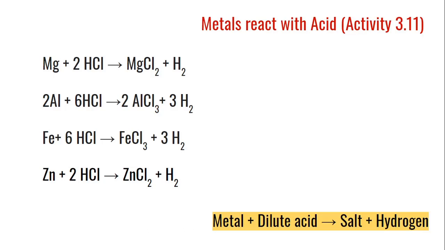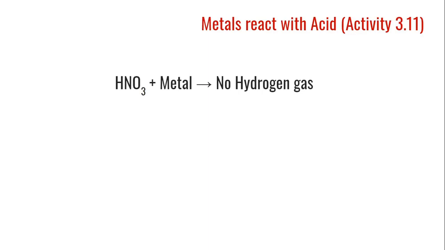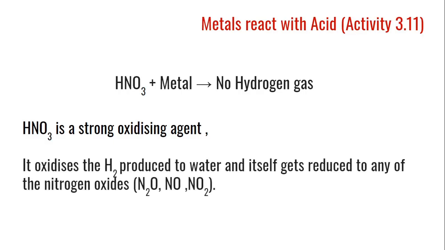Now let us try all metals with nitric acid. Then what are the results? Let us see. Hydrogen gas is not evolved when a metal reacts with nitric acid. It is because HNO3 is a strong oxidizing agent. That is the reason that HNO3, nitric acid, is a strong oxidizing agent. It oxidizes the H2 produced to water and itself gets reduced to any of the nitrogen oxides N2O, NO, NO2.